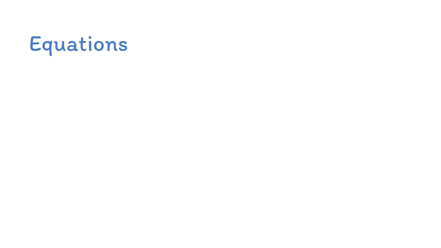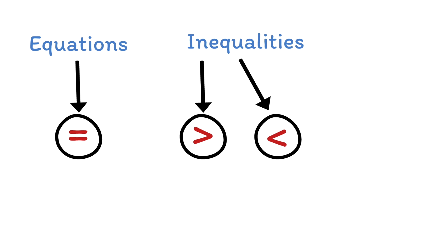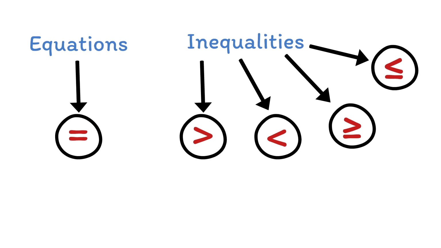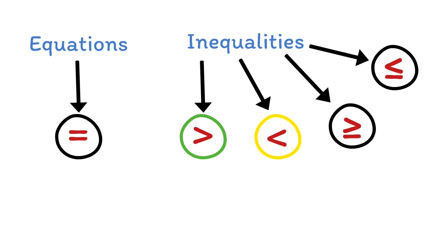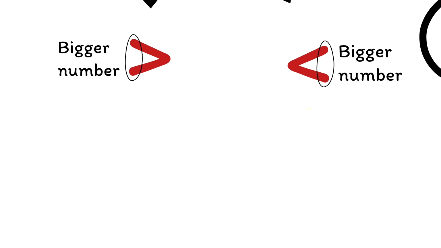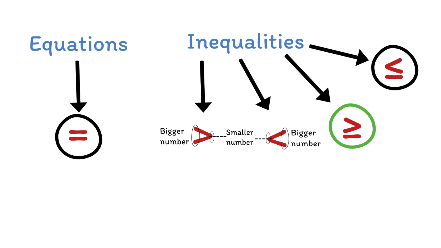Now, we know equations use an equal sign, but inequalities use the following signs: greater than, less than, greater than or equal to, and less than or equal to. Notice that the difference between the greater than and less than sign is which way the symbol opens. The open side of the symbol always points toward the bigger value, while the pointed side faces the smaller value. This idea also applies to the greater than or equal to and less than or equal to signs.